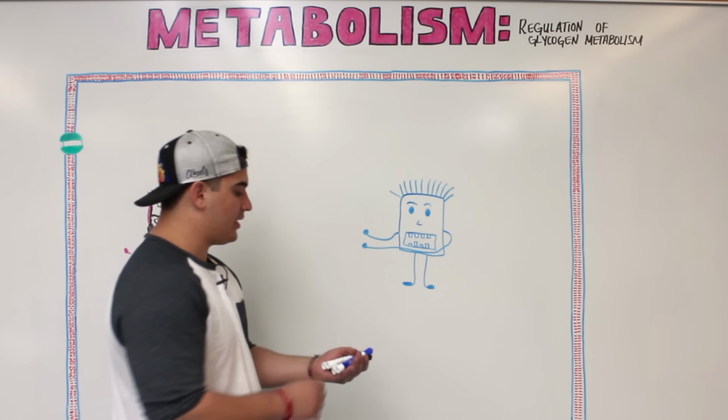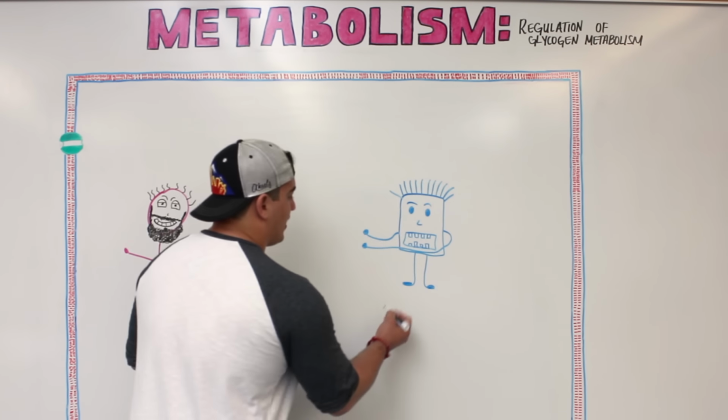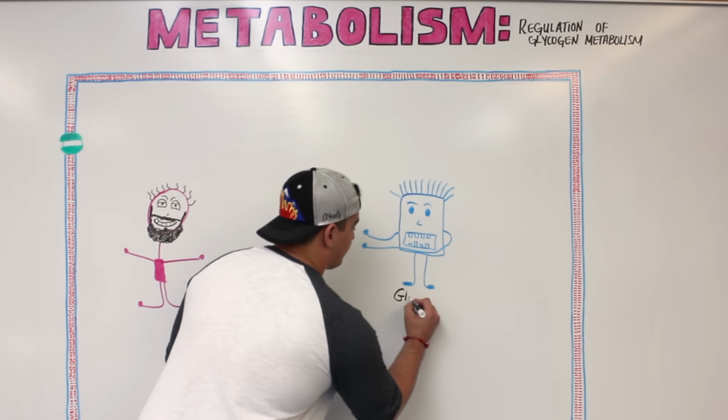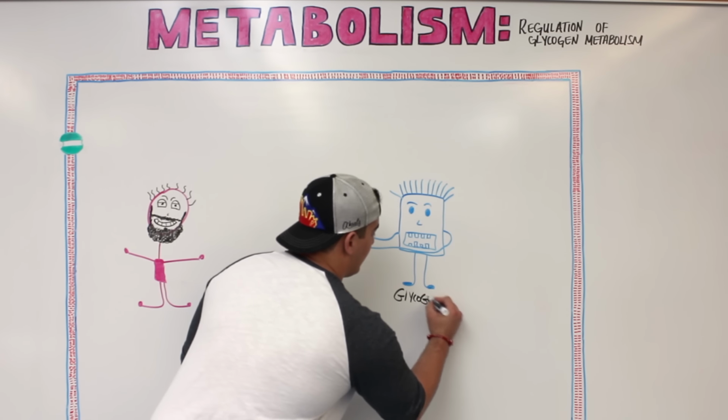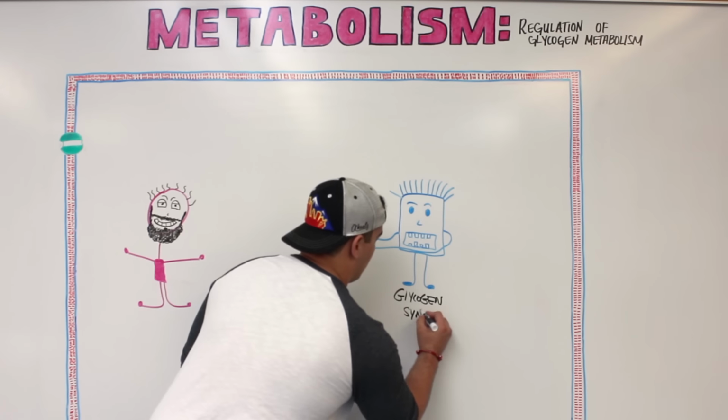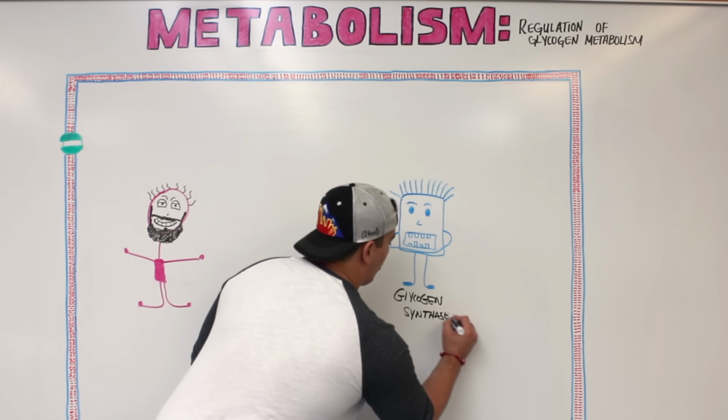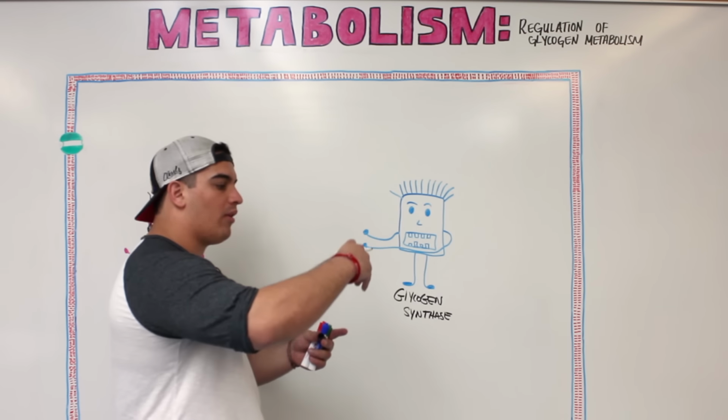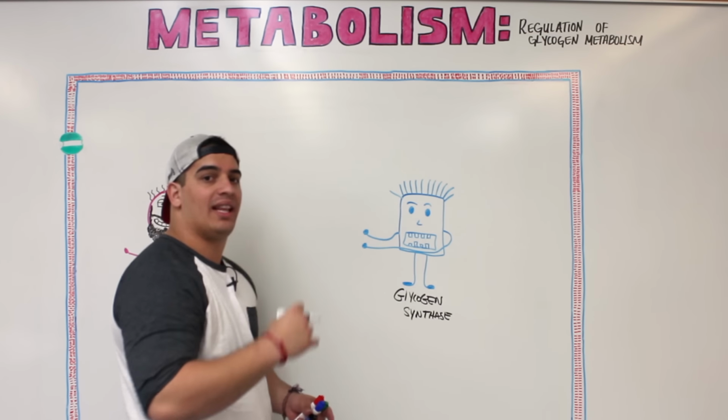So let's say that I take this enzyme here, and we're going to say that this enzyme was the glycogen synthase. So glycogen synthase, you'll remember he was the one that was forming those alpha-1,4 glycosidic bonds, elongating the actual glycogen polymer.